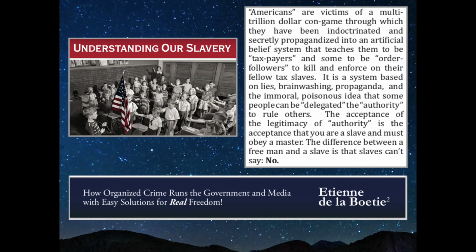Americans are victims of a multi-trillion-dollar con game through which they have been indoctrinated and secretly propagandized into an artificial belief system that teaches them to be taxpayers and some to be order followers, to kill and enforce on their fellow tax slaves. It is a system based on lies, brainwashing, propaganda, and the immoral, poisonous idea that some people can be delegated the authority to rule others. The acceptance of the legitimacy of authority is the acceptance that you are a slave and must obey a master. The difference between a free man and a slave is that slaves can't say no.